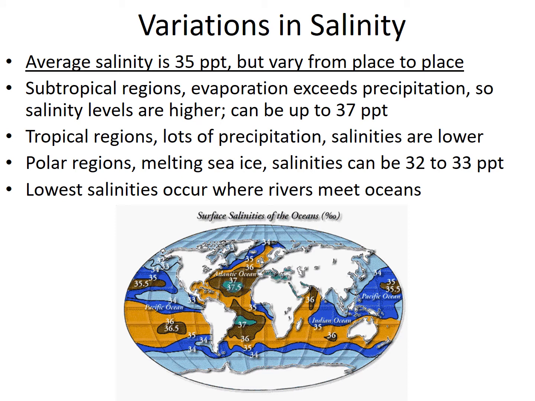So the salinity around the world is not the same. The salt makeup on the coast of the Atlantic Ocean is not the same as in some other areas, and you can look at this map and see the differences. In the subtropical regions, evaporation exceeds precipitation, so the salt levels are higher and can be up to 37 parts per thousand. In tropical regions, there's a lot of precipitation, so the salinities are lower. In polar regions, you have a lot of melting sea ice, so again you have lower salinities. And the lowest salinities occur where rivers meet oceans. So if we think about where the Cape Fear River comes out in North Carolina, or where the Mississippi River comes out, that lowers the salinity.